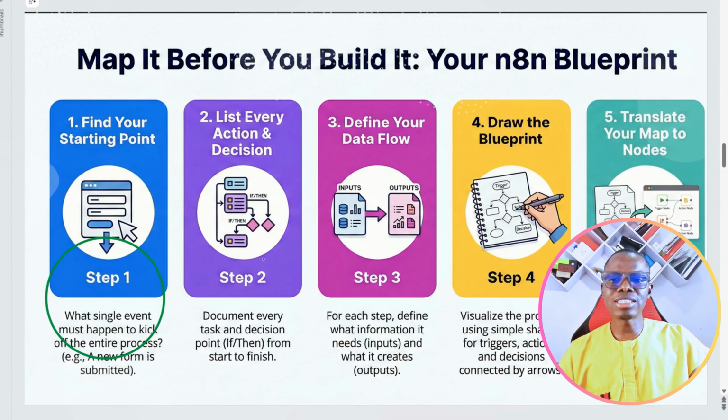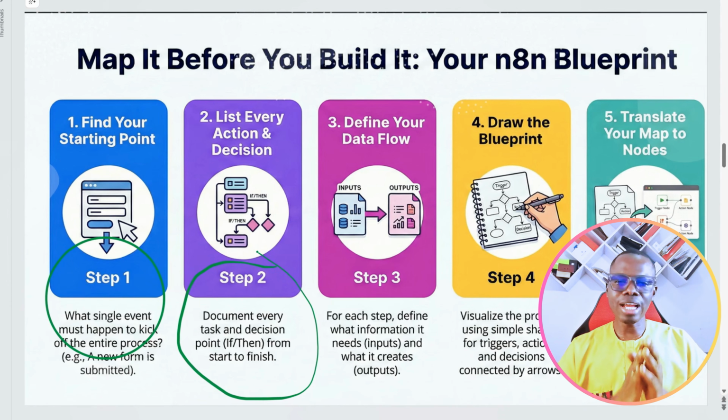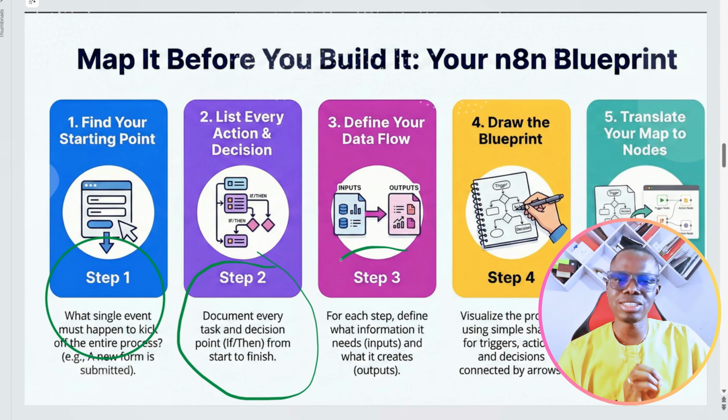Then you want to list all actions and decisions. You want to list all those things. What are the actions that should happen in my workflow? You want to document all the tasks, all the decisions. If the call is positive, move here. If it is negative, move here. Oh, if the phone number submitted is correct, call the person. If not, do this. You want to list the actions and decisions.